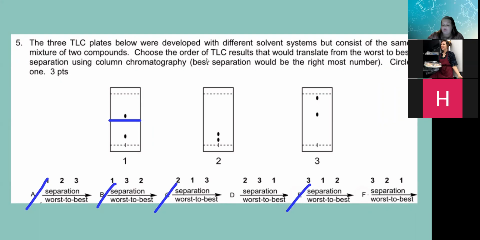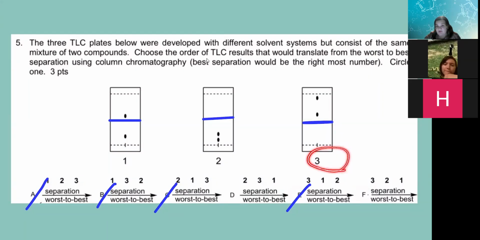Then when we're comparing 2 to 3, this requires a little bit more thinking because in 2, they're both below halfway, and in 3, they're both right above halfway. So now it's a matter of which one, even though they're both not going to be the best, is the better of the two. So in this case, 3 is the worst.